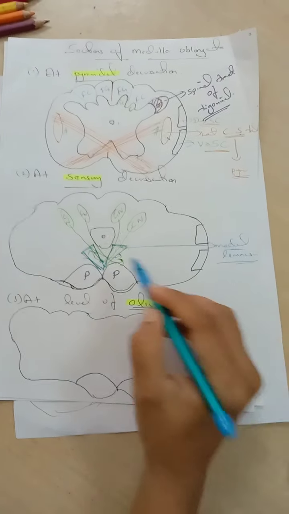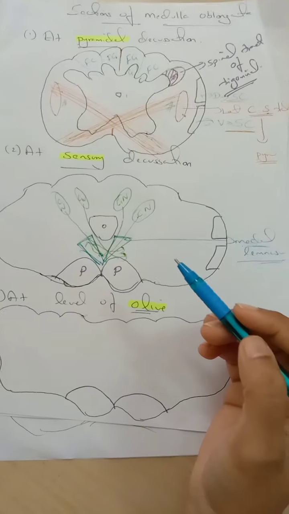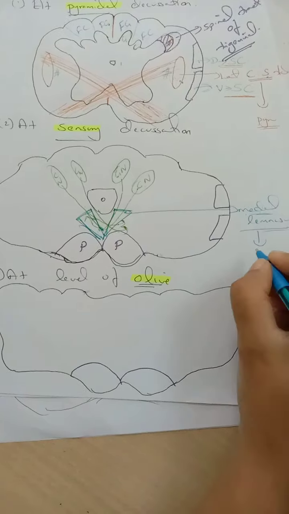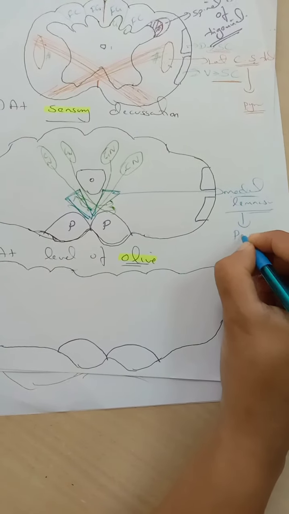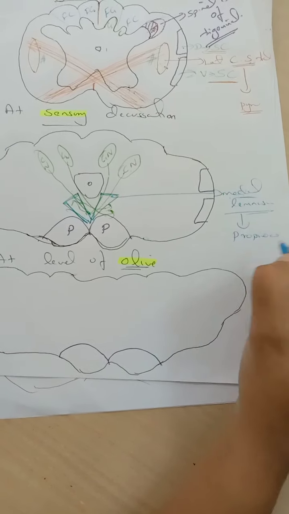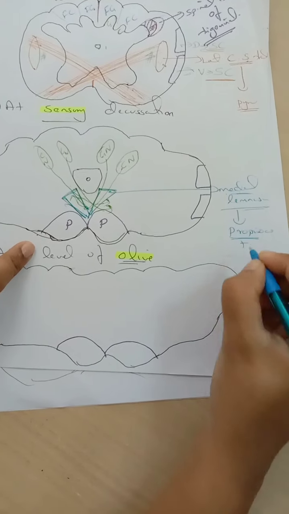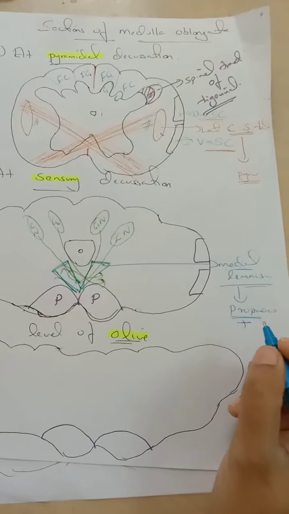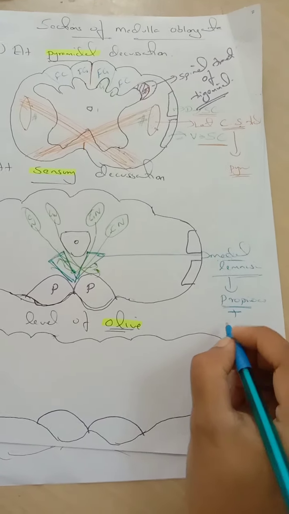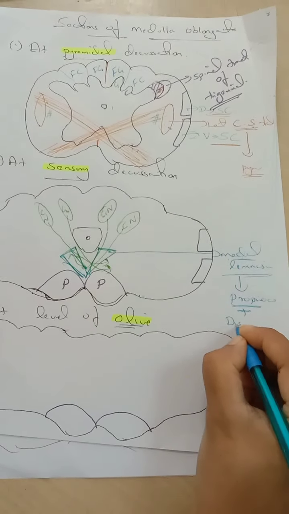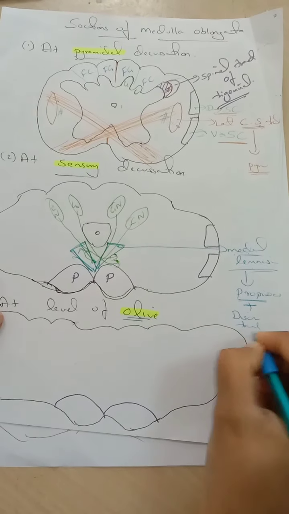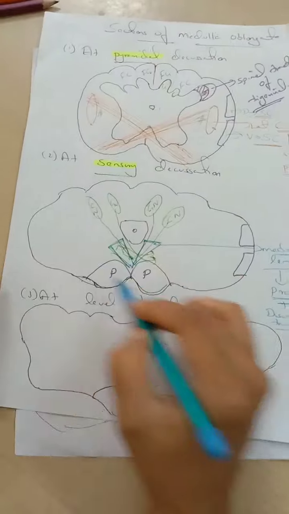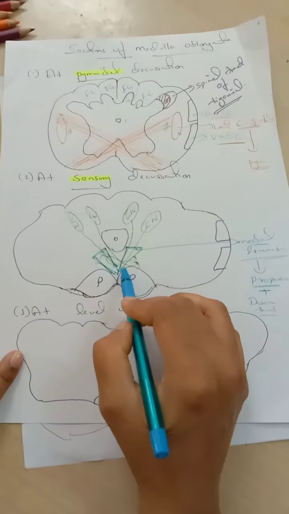What do you mean by sensory? Because they are nothing but the sensory tract. So medial lemniscus will be carrying what fibers? They'll be carrying proprioception, and also the discriminative touch. Discriminative touch will be carried by the medial lemniscus. So this is what you will be seeing. The rest everything is the same. Only this is what you need to remember.